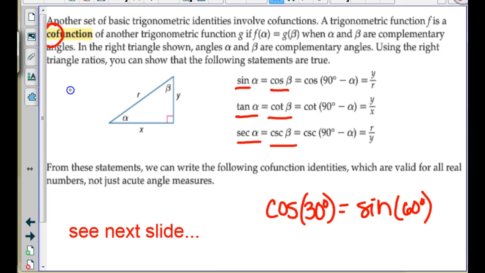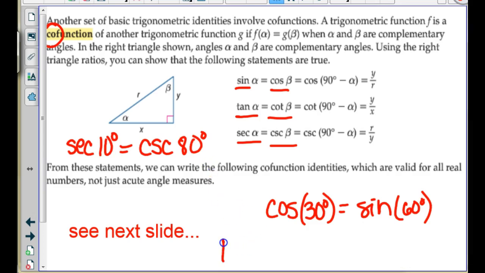Do you remember complementary in geometry? It means 90 minus, okay? So secant and cosecant are equivalent when you do 90 minus. So if I had the secant of 10 degrees, it would equal the cosecant of what? 80. You take the complement of the angle.